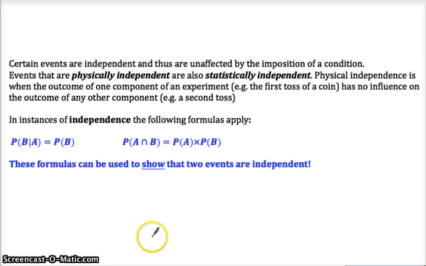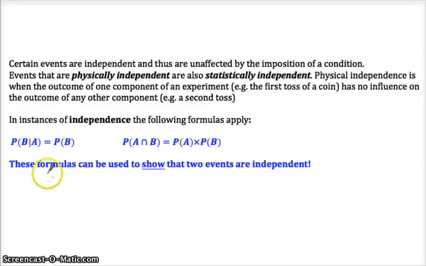Okay, that's for Venn diagrams. They're not always Venn diagrams, but they always work that way with the given and the slash and the divided by and the denominator thing. Certain events are independent and thus are unaffected by the imposition of a condition. Remember how independent was defined: if one thing doesn't affect the other, then they are totally independent. So if they're independent, the condition shouldn't change the probability. It might change the numerator and the denominator, but the answer should still be the same percentage as when we started before we took a condition.